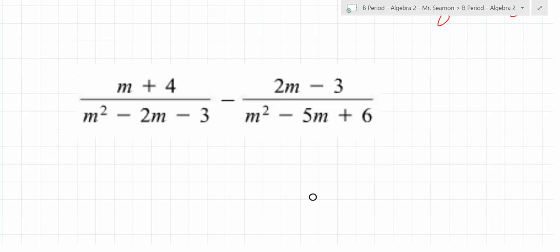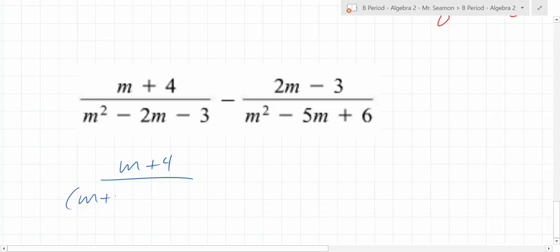What do you think we should do first before we start looking for a common denominator? Factor. Do that for me right now. Factor those fully for me. M plus 1, m minus 3. So you get m plus 4 over what? M plus 1 times m minus 3? Excellent. Minus 2m minus 3 over what, Kelly? M minus 3, m minus 2.